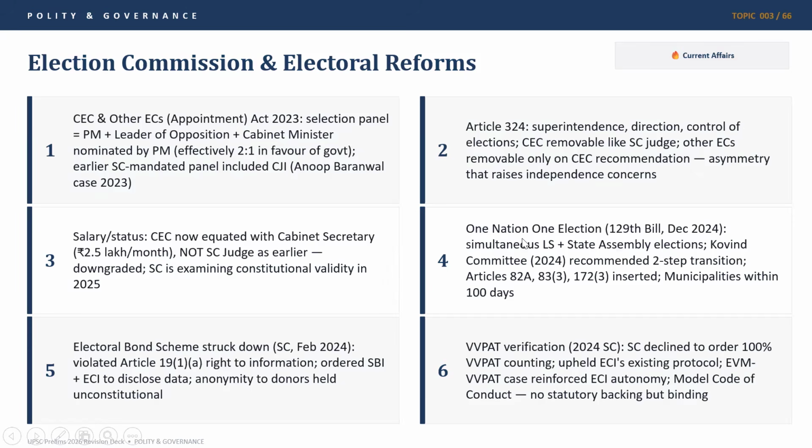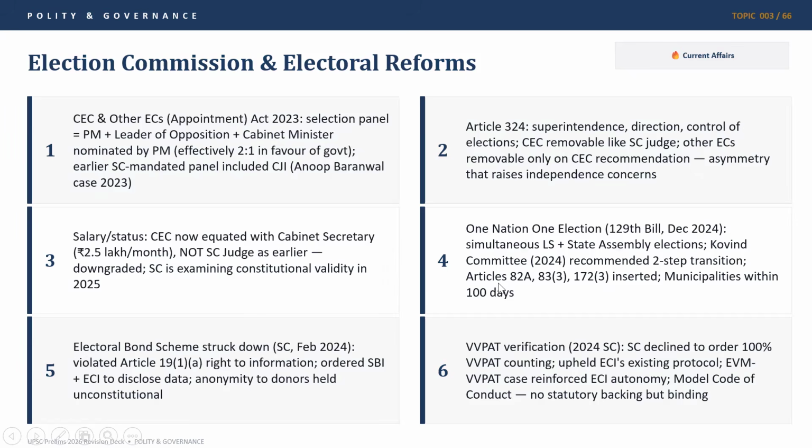One Nation, One Election came through the 129th Bill, December 2024. Kovind Committee was set up for it, and it recommended simultaneous elections in Lok Sabha as well as state assembly elections. It did not include municipalities and rural or panchayat elections. It recommended a two-step transition.